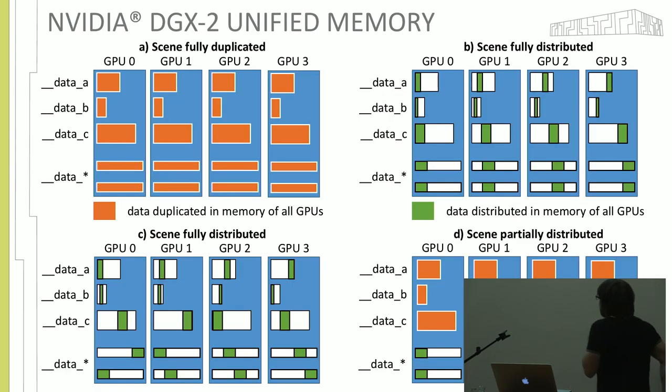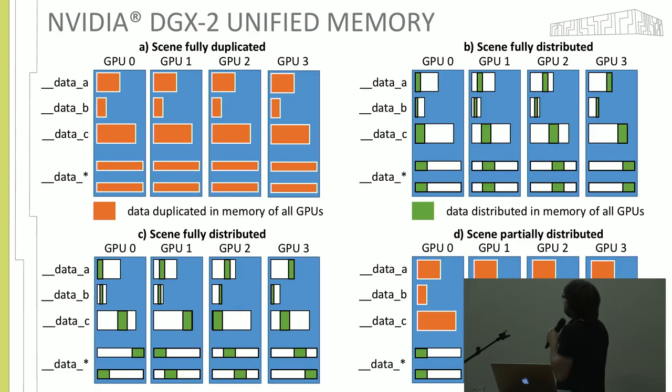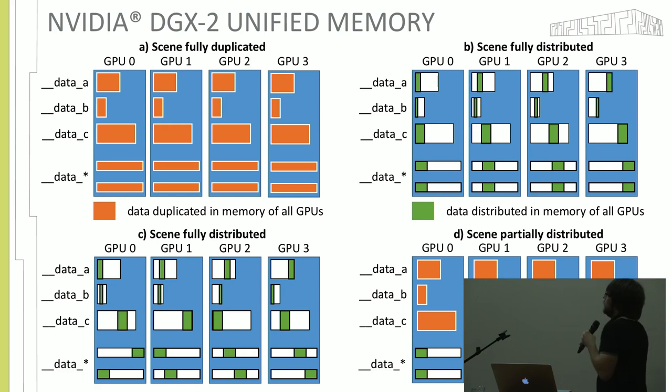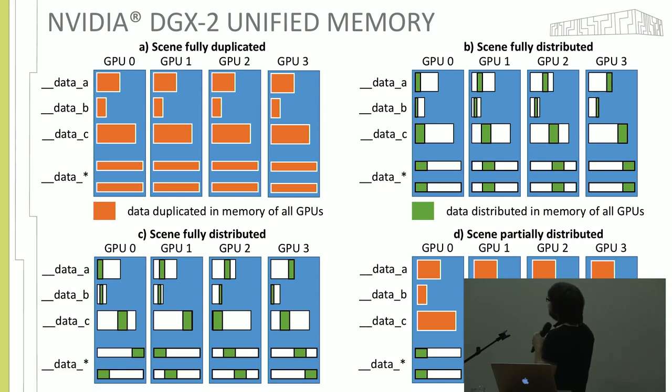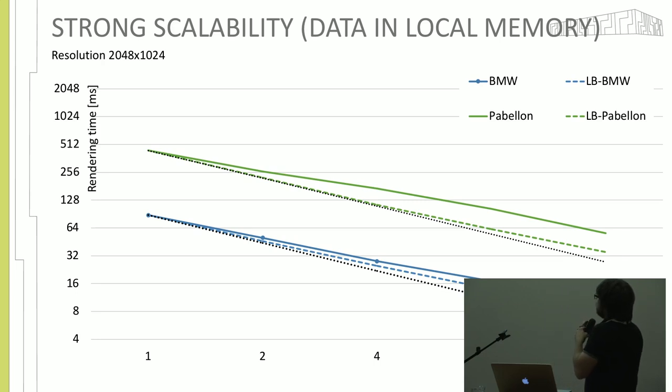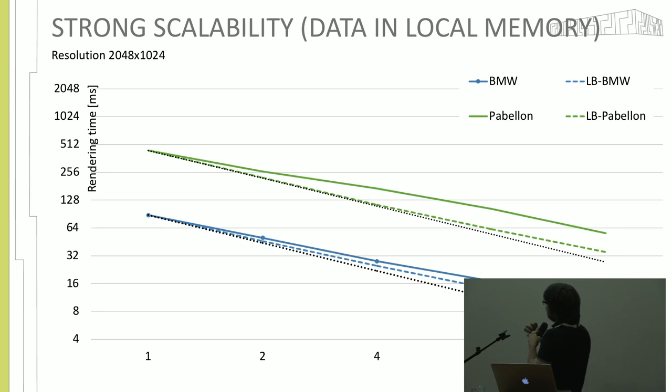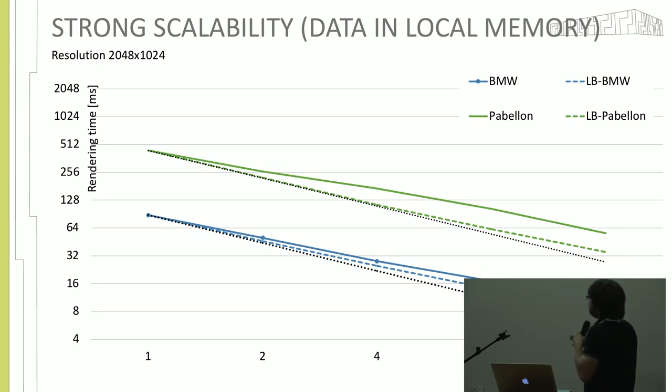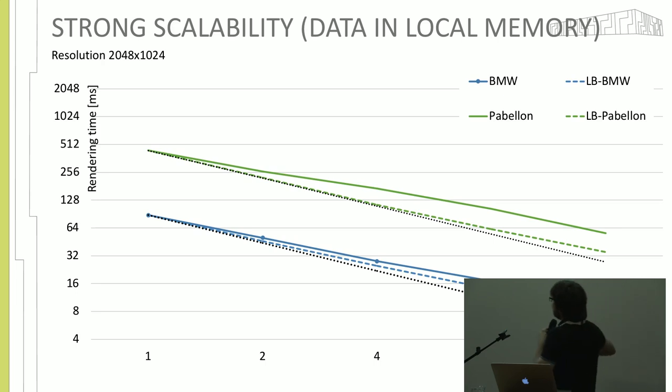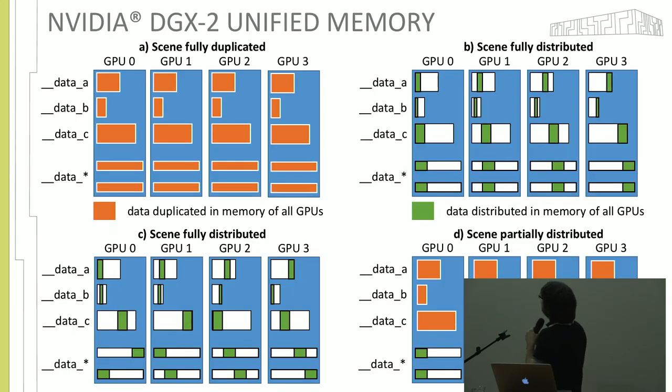So then, okay, what if the scene doesn't fit the GPU, so I can't duplicate the data? The ideal would be that every GPU has nice access to data, with every piece of data in its own memory, and this serves as a baseline for another experiment that I'm going to show. So this is example one: I have all the data duplicated. Let's suppose this is the Cycles internal data that Cycles needs to render the scene, and this is the input data for Cycles.